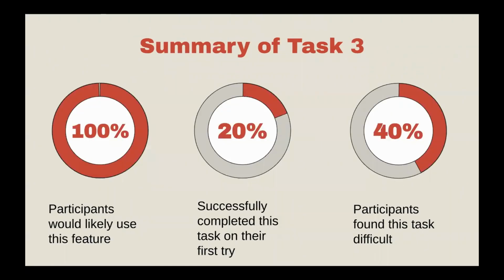So a summary of some of the statistics for task 3: 100% of the participants would likely use this feature again. 20% of the participants successfully completed this task on their first try. Again, a lot of the participants actually needed a hint on how to properly navigate the search tab, but once they were given this hint, it was pretty intuitive. And finally, 40% of the participants found this task difficult.